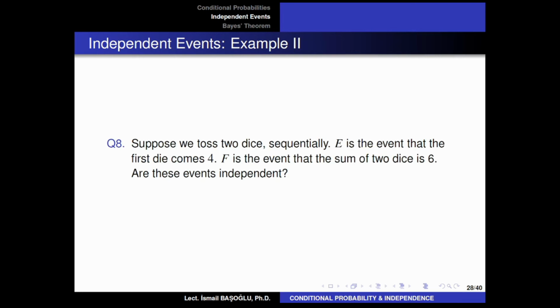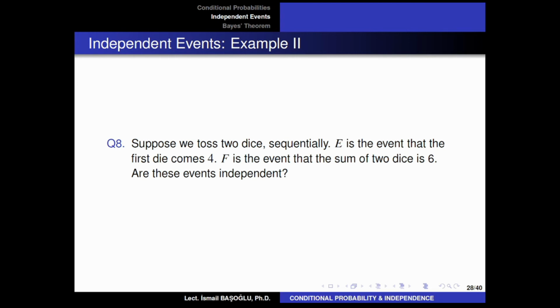Now coming to the next question. Now, suppose we toss two dice sequentially. Again the same experiment. We define event E as the event that the first die comes 4. So event E is the same. However, event F is defined differently. Event F is the event that the sum of two dice is 6. So instead of having the sum of two dice as 7, this time event F is defined as the event of having the sum of the two dice equal to 6.